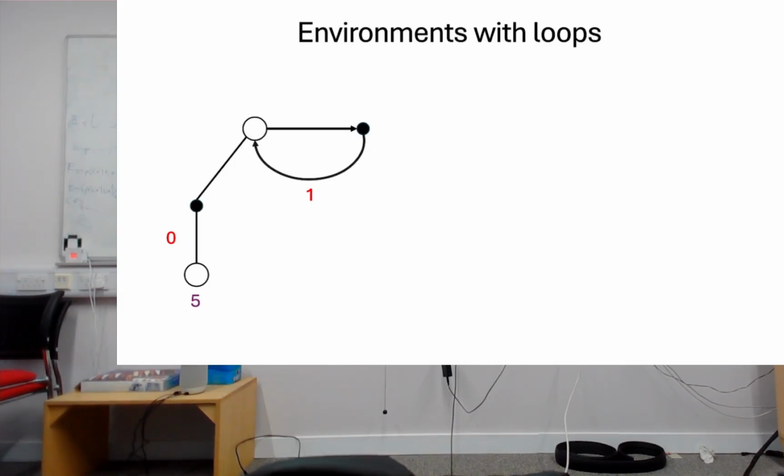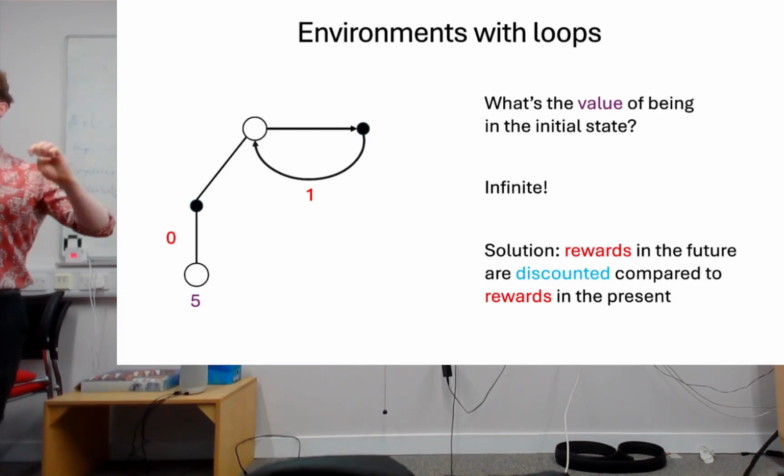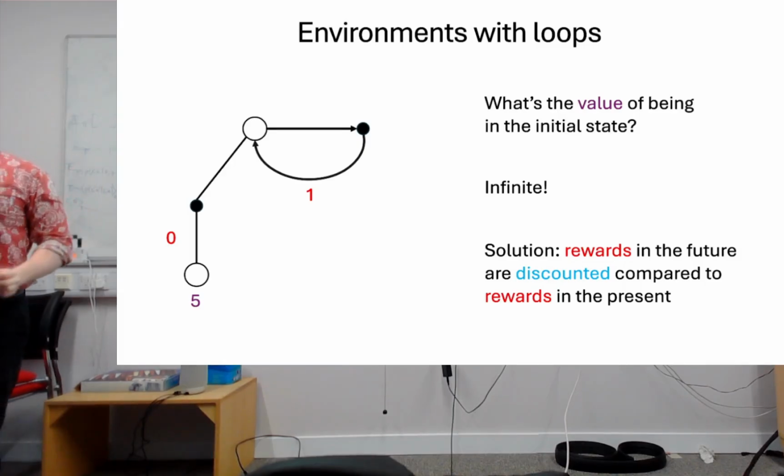So what's one way that we can get around this? Well, one way we can get around it is to say that the value of being in the initial state is infinite. So one solution to this is to discount rewards in the future as compared to the present. If I'm in this state, it might be that I can run around this loop infinitely many times. But for each one of those future loops, the effective reward in the value computation is going to go down by a factor of gamma, right?